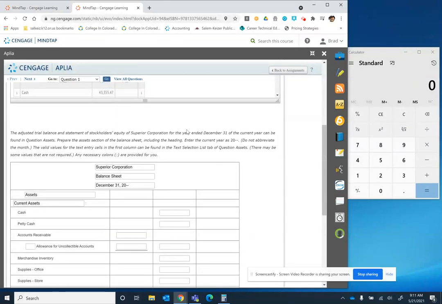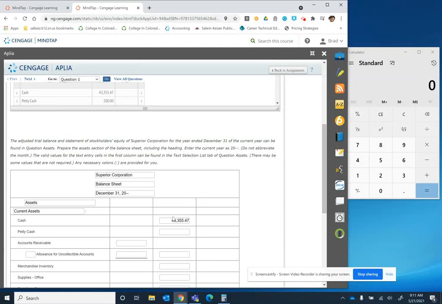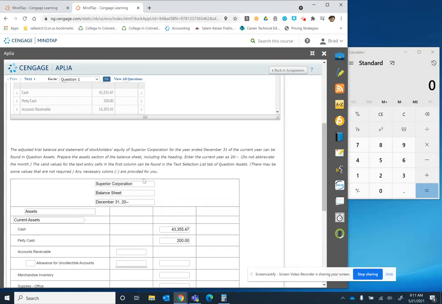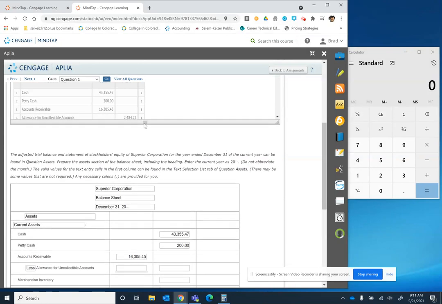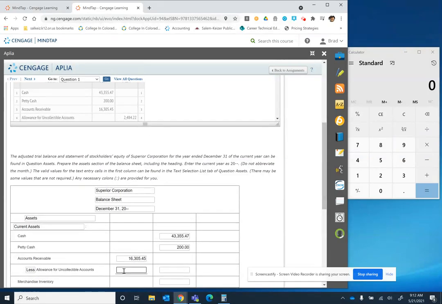What's our cash balance? Well, we can look in our adjusted trial balance for that. So this is going to be $43,355.47. Our petty cash amount is going to be $200. Next, we've got our accounts receivable, $16,305.45. Now we have to account for the allowance for uncollectible accounts. So it's going to be less; we're going to subtract that amount. Our allowance for uncollectible accounts is going to be $2,484.22.